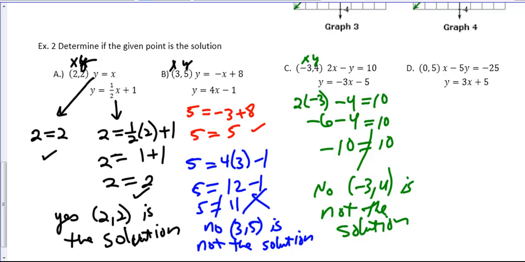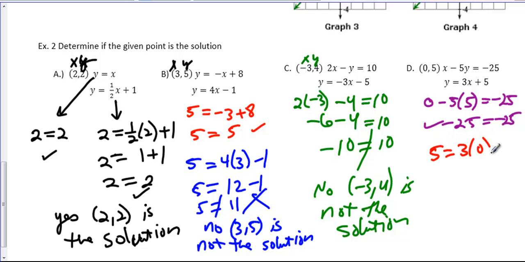And finally, the last one. Again, we plug in our point, 0 for x, 5 for y. That's going to be 0 minus 25, which is negative 25. Negative 25 is negative 25. We check on the first one. If we check on the first one, we have to check the second one. So I have 5 equals 3 times 0 plus 5. Anything times 0 is 0. Plus 5 is 5. So we check, that works.